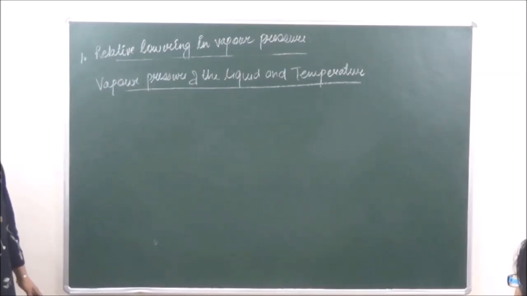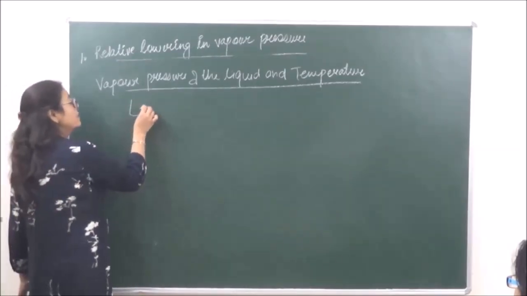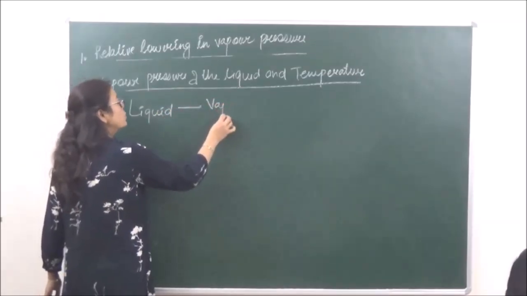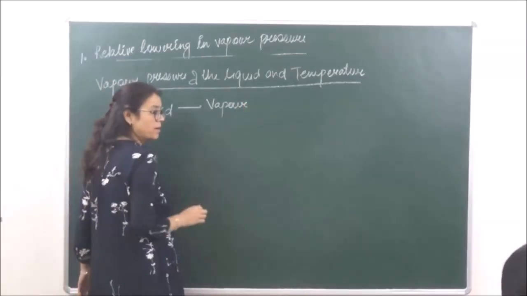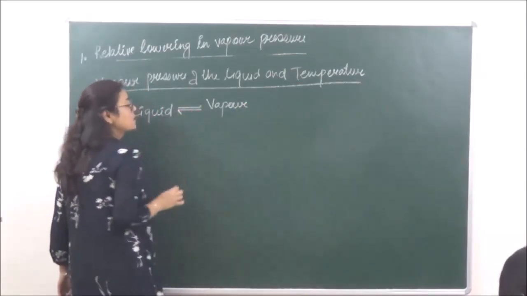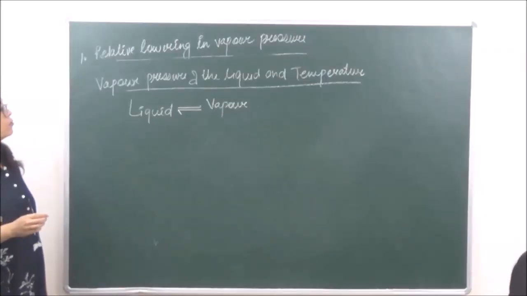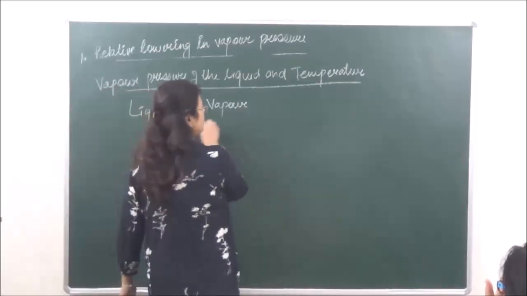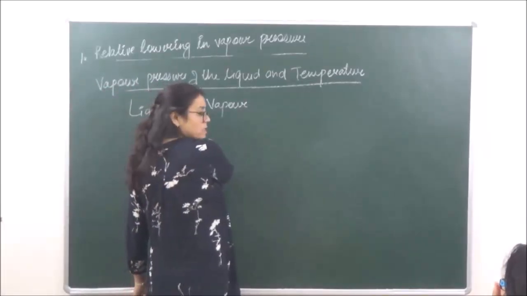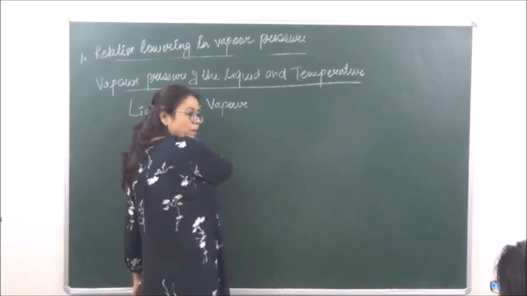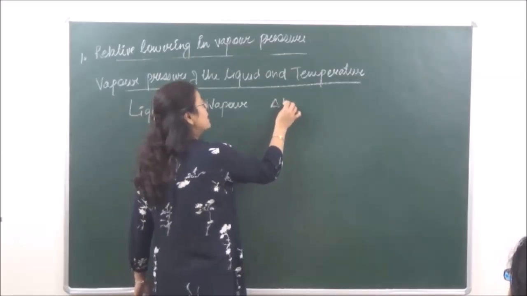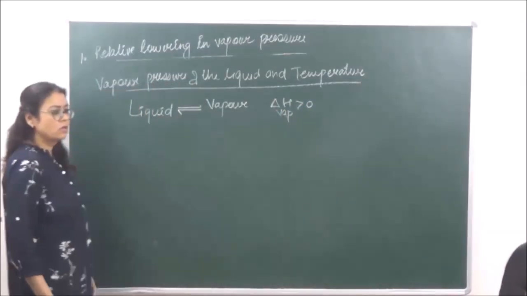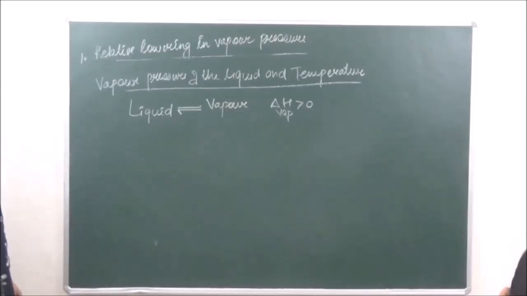Okay? So whenever any liquid is converting into vapor, and the reverse, vapor is converting into liquid, when we are going in the forward direction, what happens to delta H vaporization? Because temperature is supplied, the process is going to be endothermic. So in this case, delta H vaporization is going to be greater than 0. Isn't it? Or it is going to be positive.